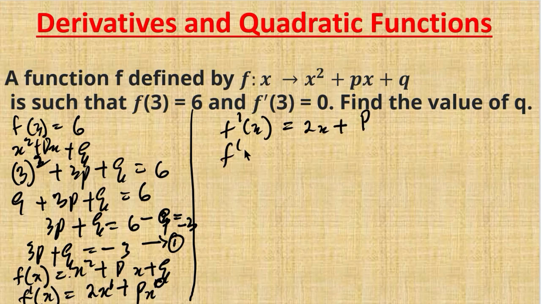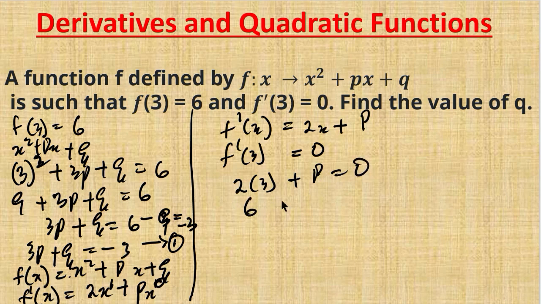Now, f prime of x, when x is equal to 3, f prime of x is equal to 0. So that's 2 into 3 plus p will be equal to 0. 6 plus p will be equal to 0. So that p will be equal to minus 6. Let's call this equation 2.